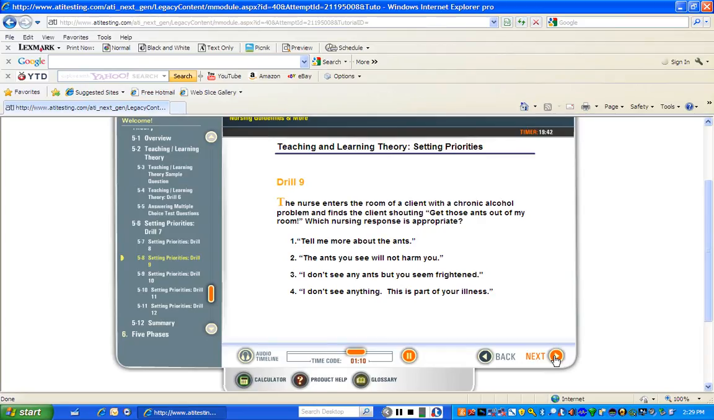Option 4, I don't see anything. This is part of your illness. We will assign a question mark to this response. We recognize that the client is experiencing hallucinations, and the nurse knows it is inappropriate to say anything that would convey to the client that the nurse shares the client's hallucination.